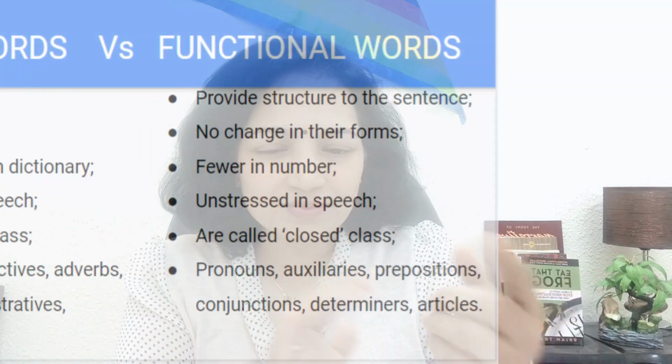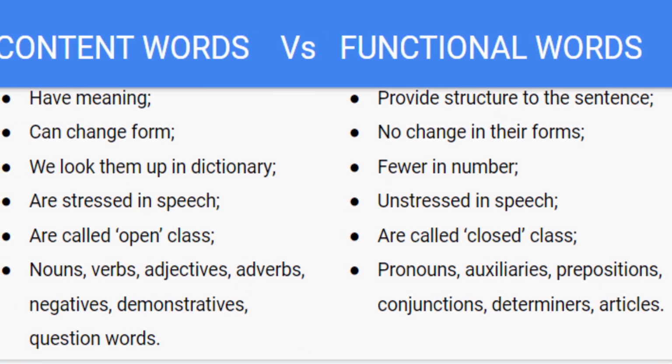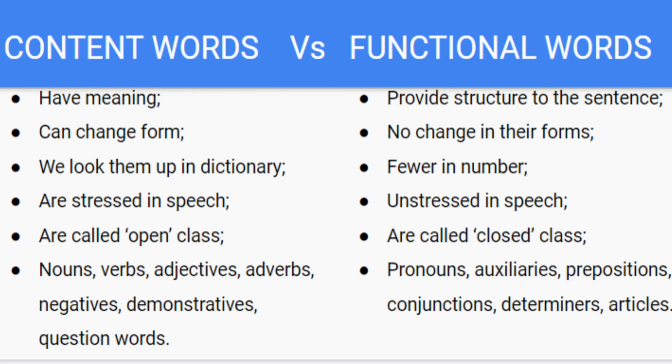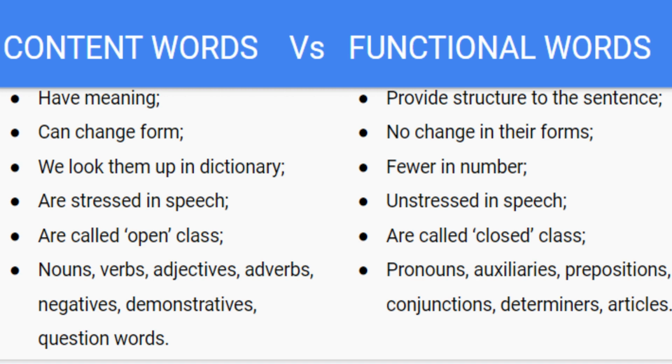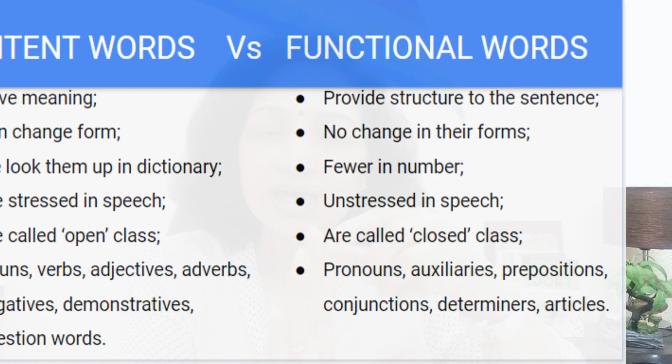Okay? The family of content words comprises nouns, verbs, adjectives, adverbs as the main pillars. Then, apart from these four categories, we also have the negative words like no, not, never, and then we have some demonstratives like this, that, these, those, and the last, the WH words: what, when, why, how. So these are the different categories of content words.